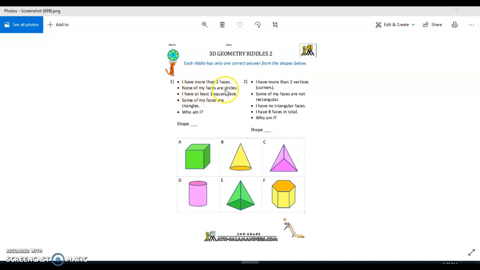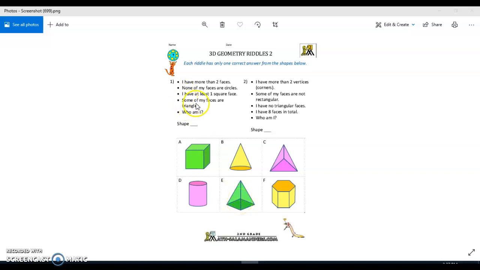None of my faces are circles, so none are circle. I have at least 1 square. So 1 square. Which ones have squares? This one doesn't have a square, so it can't be it. This one doesn't have a square, so it can't be it. So we're left with A and E.